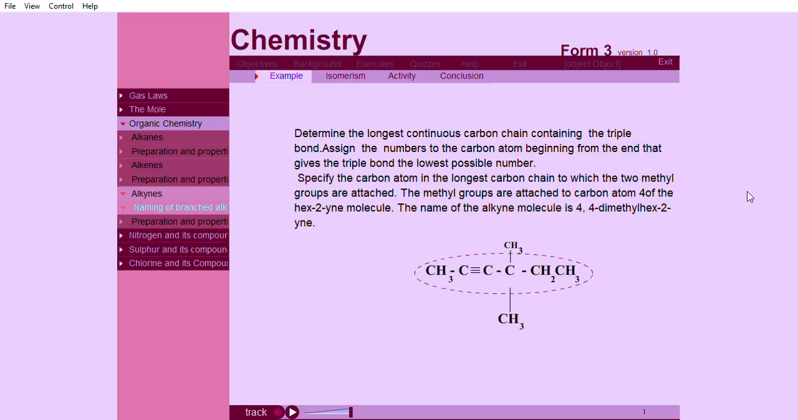Determine the longest continuous carbon chain containing the triple bond. Assign numbers to the carbon atoms beginning from the end that gives the triple bond the lowest possible number. Specify the carbon atom in the longest carbon chain to which the two methyl groups are attached. The methyl groups are attached to carbon atom 4 of the hex-2-yne molecule. The name of the alkyne molecule is 4,4-dimethylhex-2-yne.